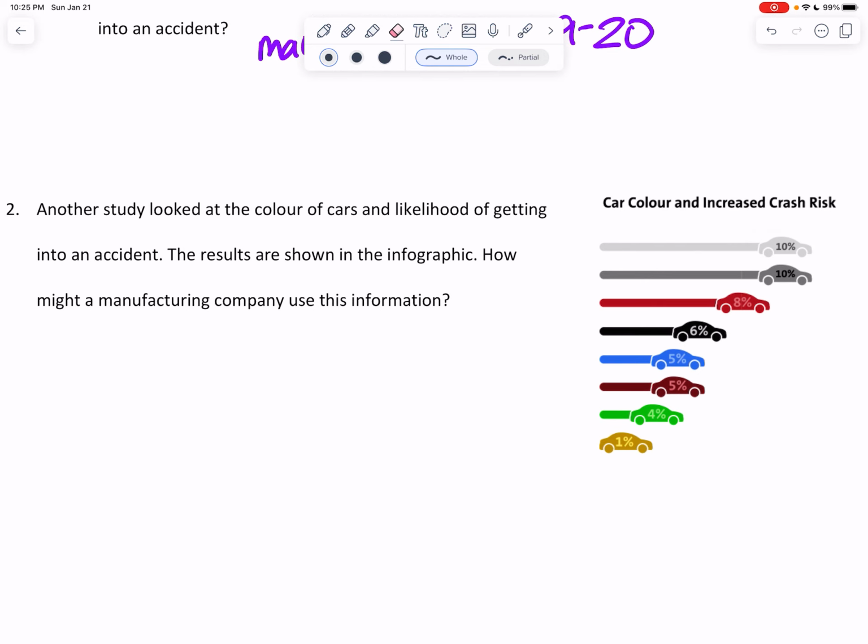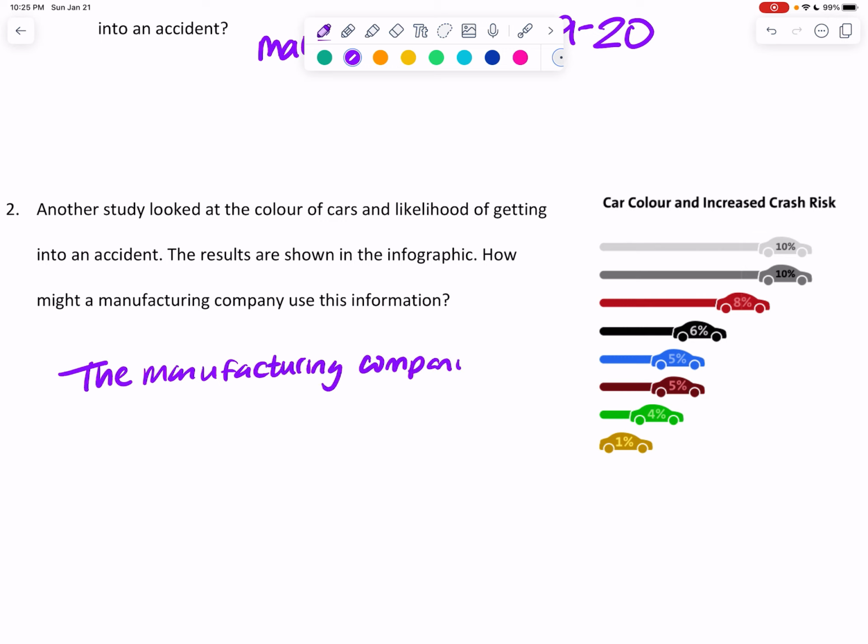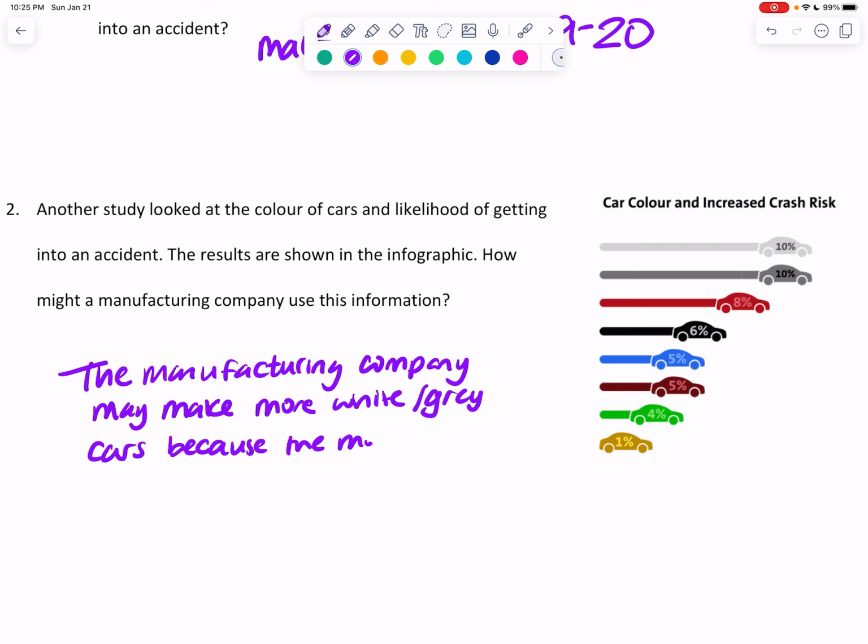Let's write that down. The manufacturing company may make more white/gray cars because the more collisions, the higher their number of sales.